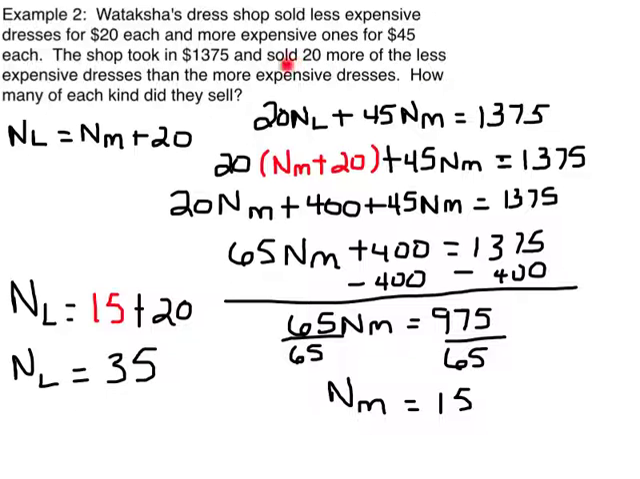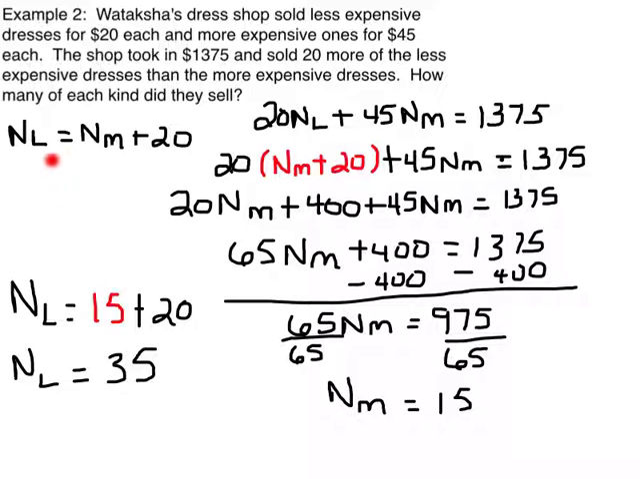Now, in things like this, you're going to have to be really careful, because I'm going to look here and I'm going to see NL does not equal NM. NL for the number of less expensive and NM for more expensive. That's how I chose those variables. They don't equal each other. It wasn't the same. The only way I can get this to equal this is if I add 20 to it, because they sold 20 more of these than they did these. So for it to equal, I have to add 20 to this, and then it will balance. It'll be equal. Now that I've done that, I've got this set up.